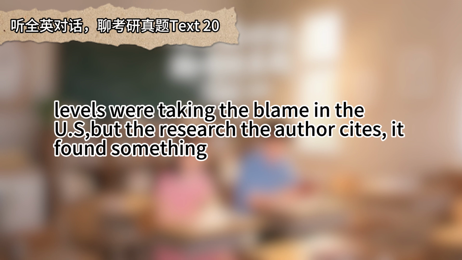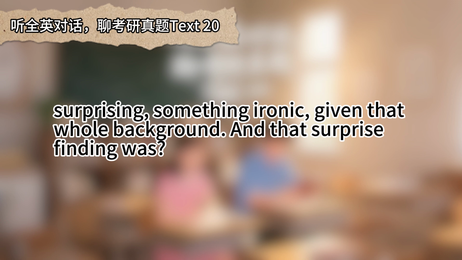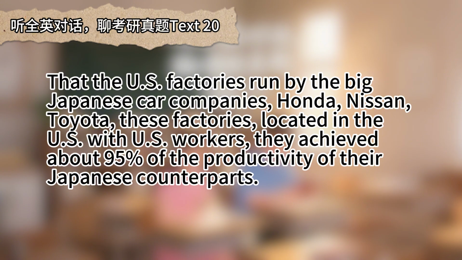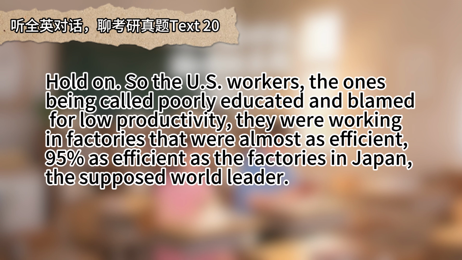Formal education levels were taking the blame in the U.S., but the research the author cites found something surprising, something ironic given that whole background. And that surprise finding was? That the U.S. factories run by the big Japanese car companies, Honda, Nissan, Toyota, located in the U.S. with U.S. workers, achieved about 95% of the productivity of their Japanese counterparts. Whoa. Hold on. So the U.S. workers, the ones being called poorly educated and blamed for low productivity, were working in factories that were almost as efficient, 95% as efficient as the factories in Japan, the supposed world leader.